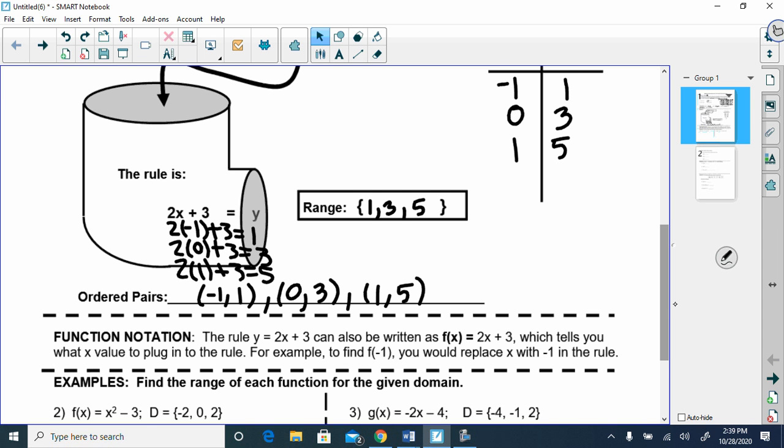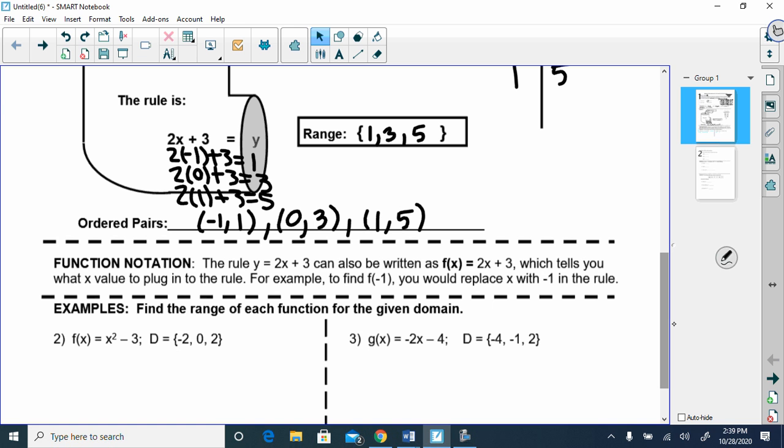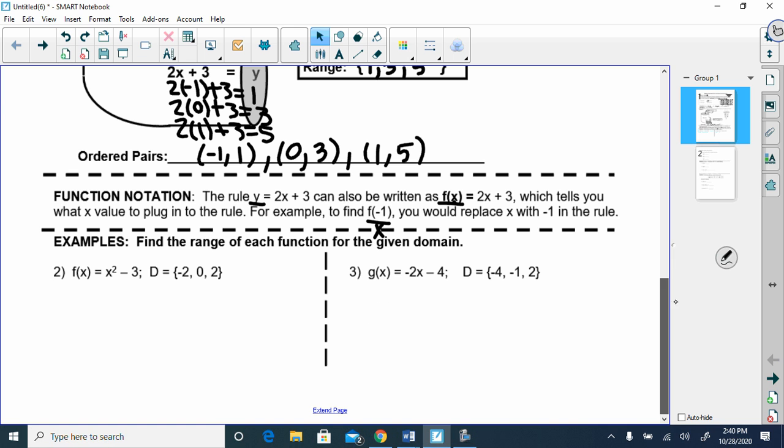Okay. All right, so then it says function notation. The rule y equals 2x plus 3 can also be written as f of x equals 2x plus 3. So it's saying that y and f of x mean the same thing. They can be used interchangeably. Which tells you what x value you need to plug in for the rule. So normally there's an x in the parenthesis, but if they wanted you to find f of -1, since that's normally where an x is, that would mean anywhere there's an x, you should plug in a -1. Okay? So keeping that in mind, let's give these a try.